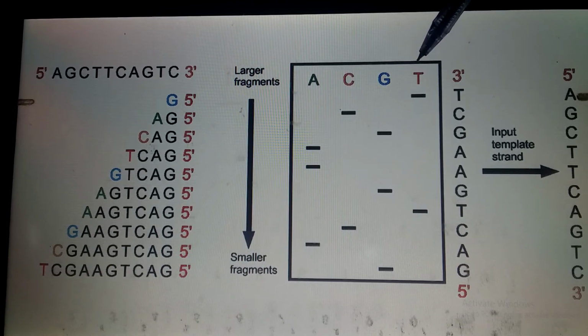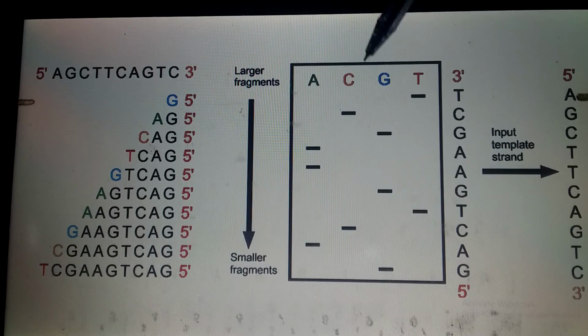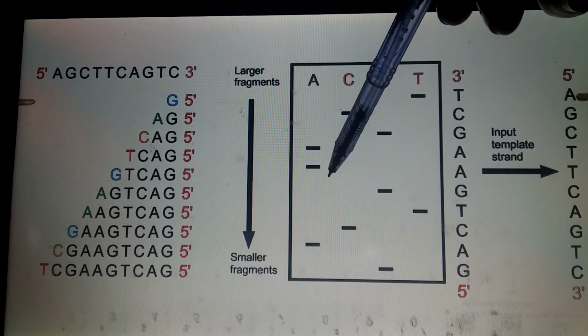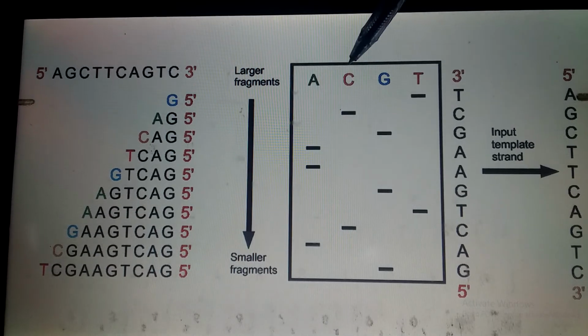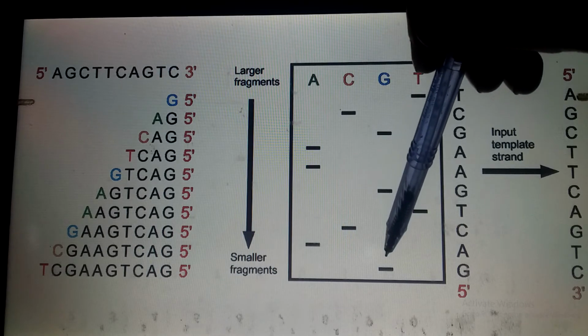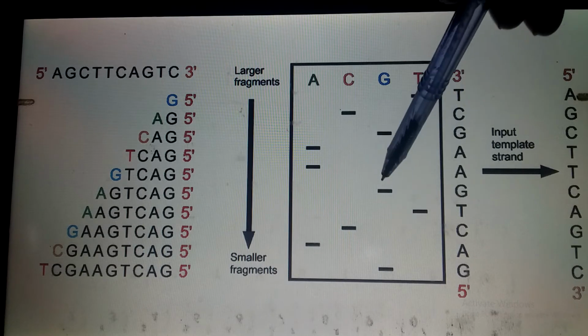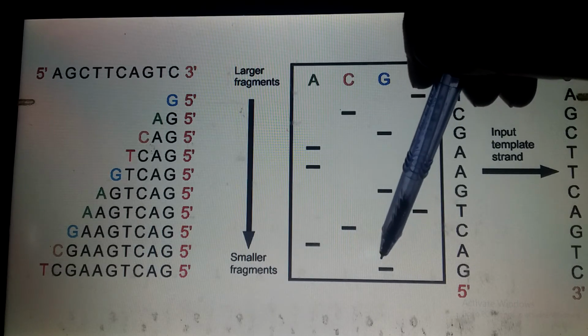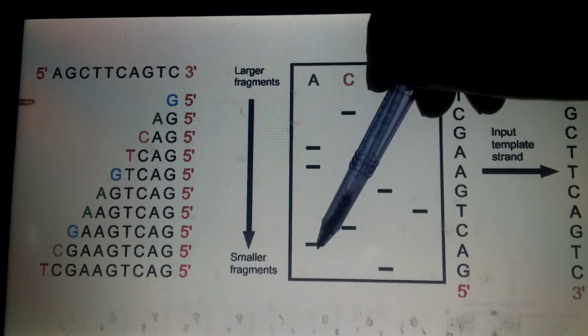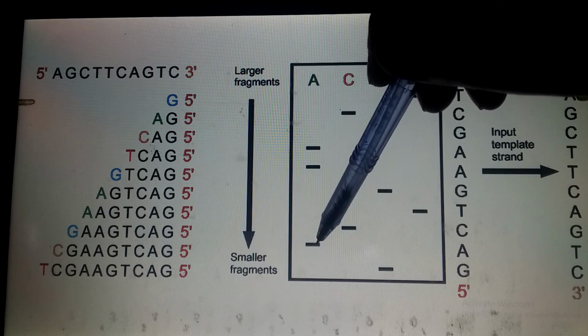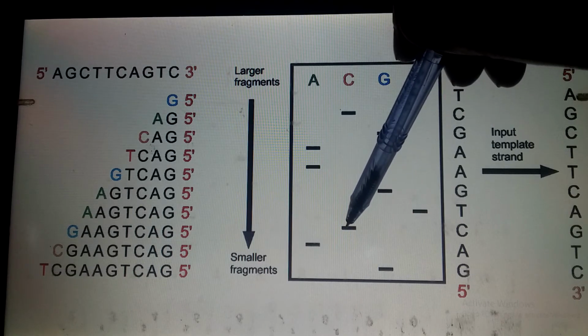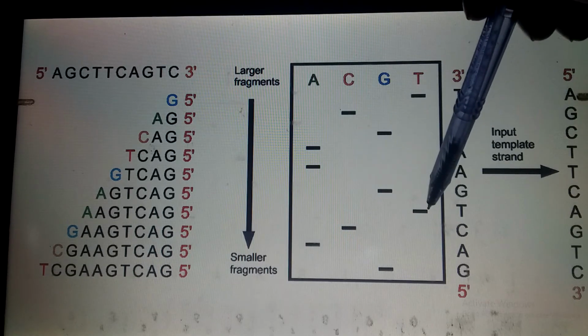Is it clear? So we loaded all the four tubes' mixture into the gel in this way. Here A mixture, here C mixture, here G and here T. In the G line you can see the smallest fragment, which moves fast. Then the next is this A, the second one, then this one C, then this one T.